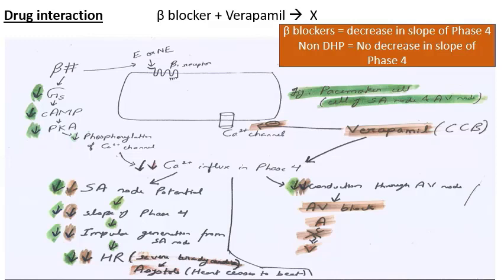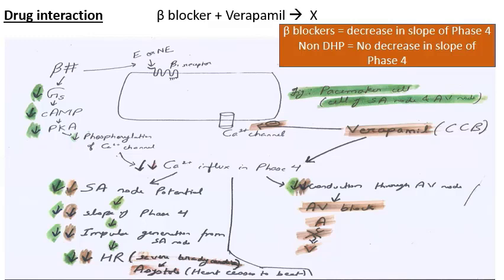Because of this added effect, one because of beta blocker and the other because of verapamil, calcium influx in phase 4 will decrease too much. This too much decrease in calcium influx in phase 4 will decrease SA node potential to a larger extent, and that causes slope of phase 4 to decrease, and impulse generation from SA node will decrease too much. That results in too much decrease of heart rate, known as severe bradycardia, and sometimes asystole, meaning the heart ceases to beat.